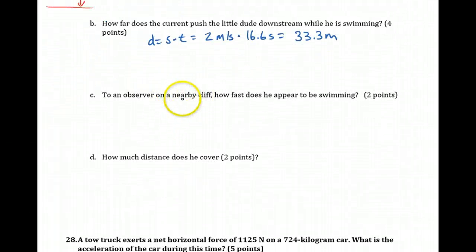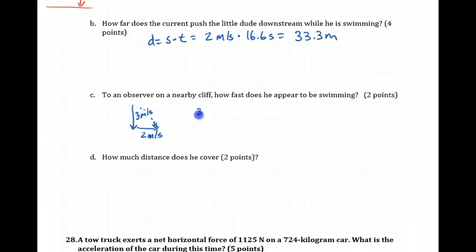Next, to an observer on a nearby cliff, how fast does he appear to go? So the observer is going to see both components of his velocity put together. So he's going to see the little dude swimming south at 3 meters per second and getting pushed downstream at a rate of 2 meters per second. So you have to use the Pythagorean theorem to solve for your resultant vector.